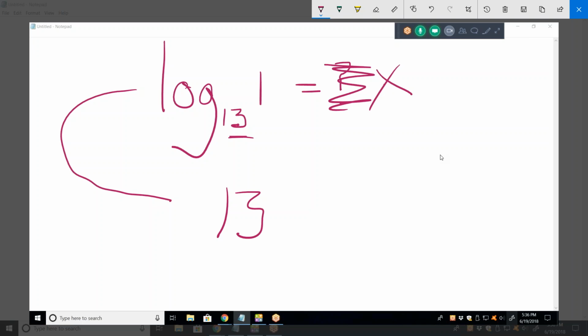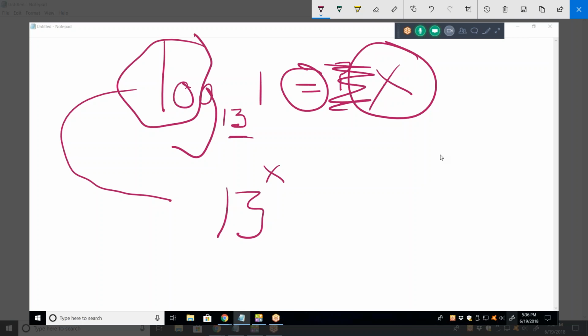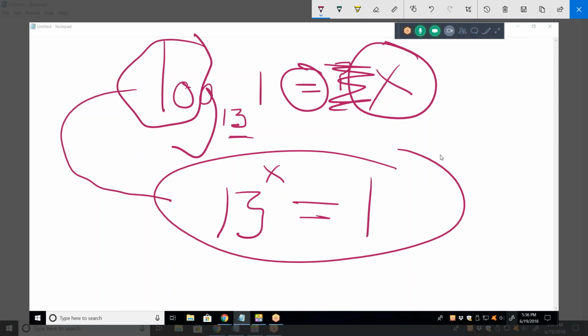Raised to what? To 1. No, logs are exponents. X has to be the exponent. Logs are exponents. That has to equal 1. Well, what is x? What's the only value for x where this is a true equation? 0. Exactly. So the log of 1, no matter what the base, is always 0.